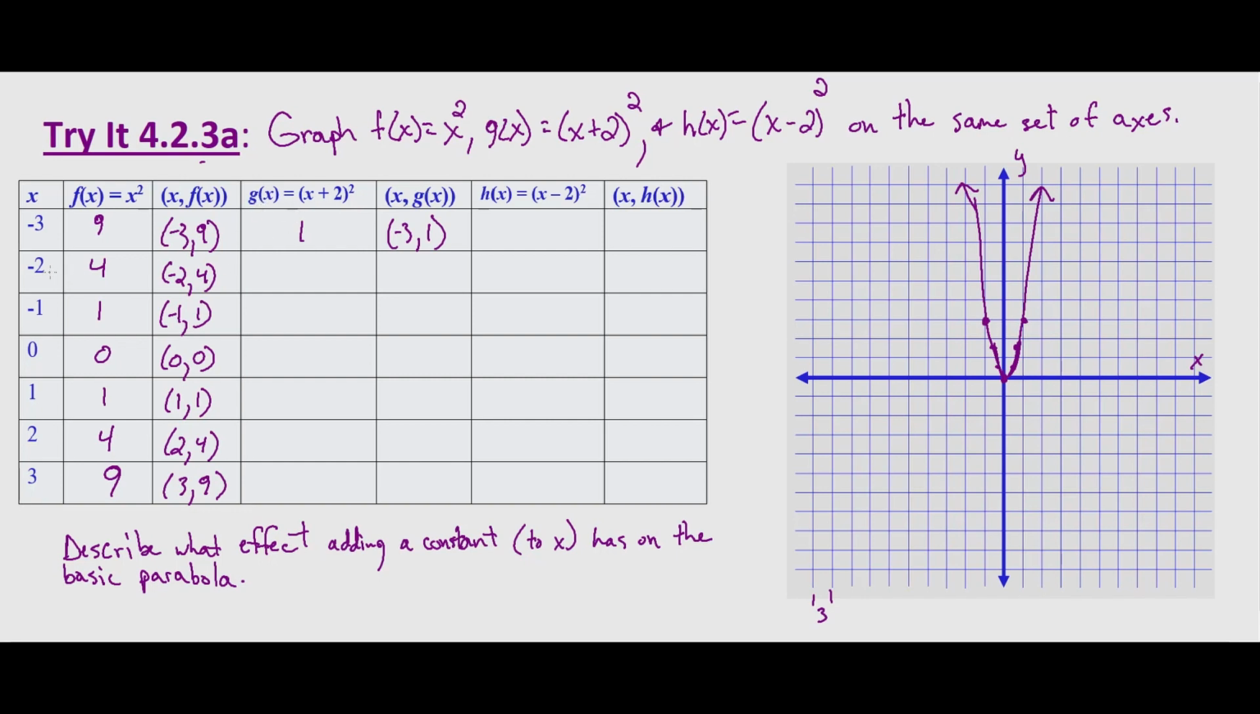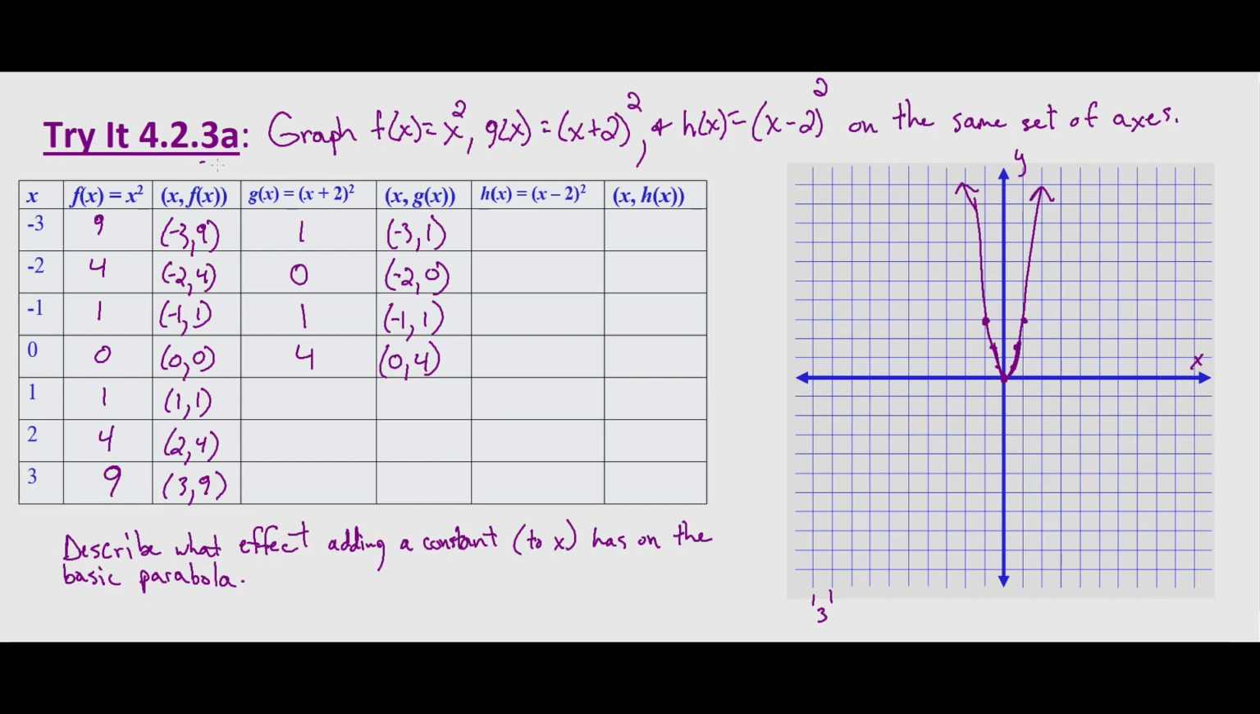At x equals -2, -2 plus 2 is 0, squared is 0. So our point is going to be -2, 0. At -1, -1 plus 2 is 1. 1 squared is 1. So our point is going to be -1, 1. At 0, 0 plus 2 is 2. 2 squared is 4. So our point is going to be 0, 4. That's going to be our y-intercept.